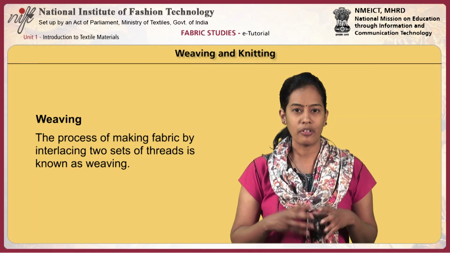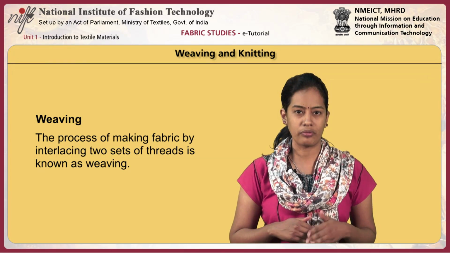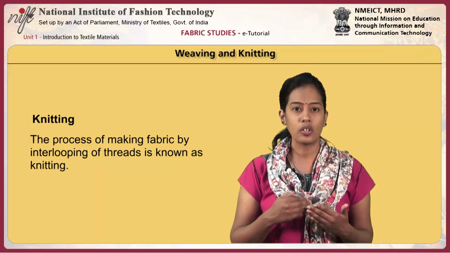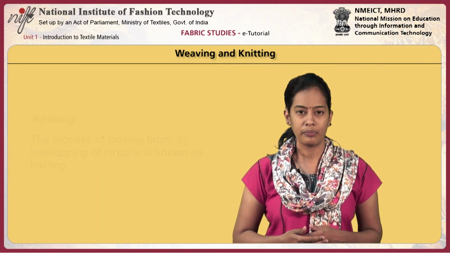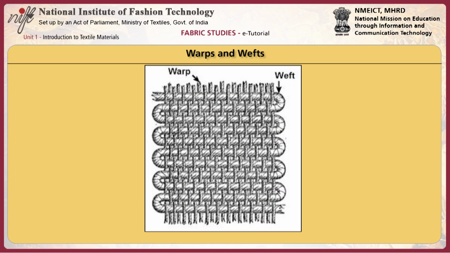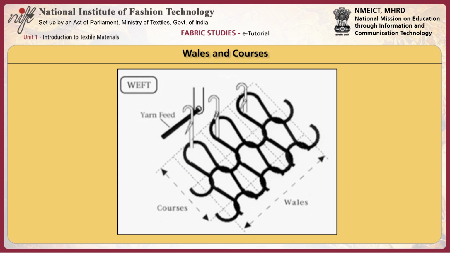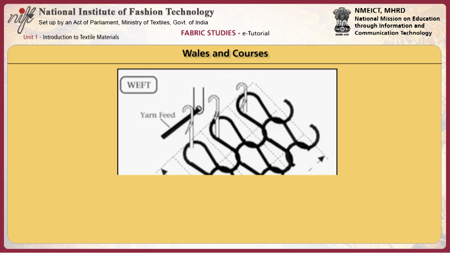The process of making fabric by interlacing two sets of threads is known as weaving. The process of making fabric by interlooping of threads is known as knitting. This image depicts the interlacing of threads showing warp and weft in a woven fabric. The vertical row of threads are called warp or ends, and the horizontal row of threads are called weft or picks. This image shows the interlooping of threads showing the wales and courses in a knitted fabric.